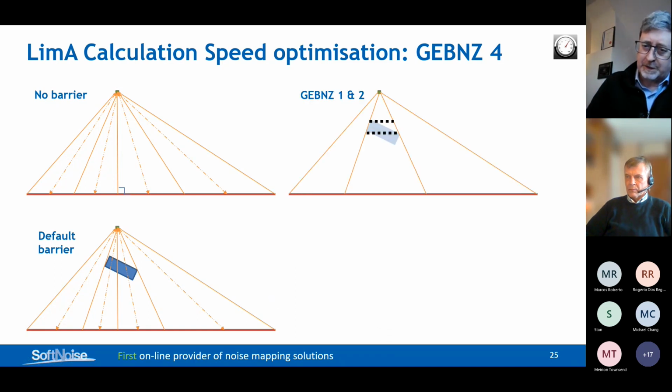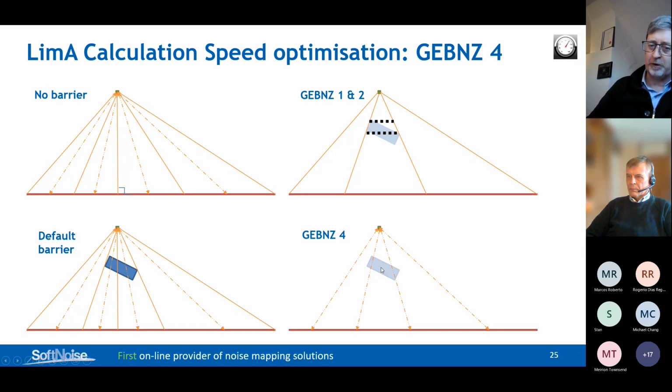When I use GBNZ option 1 and 2, then I simplify the building. So if it's a square building or a more complex shape, then I replace it by two linear barriers, when the objects are far away from the source or the receiver, as defined in the configuration. So that's simplifying and that speeds up calculation.